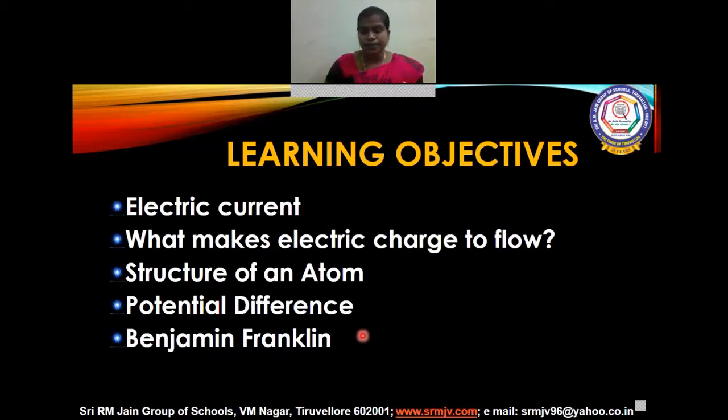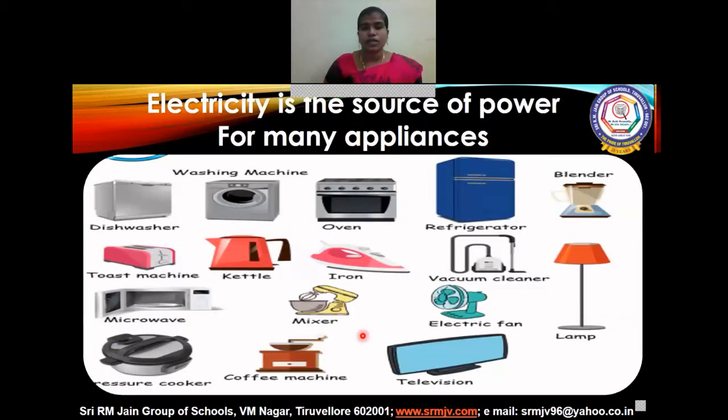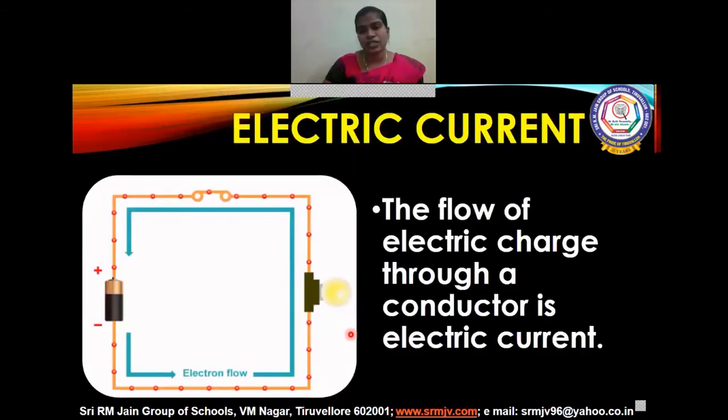Let's get started. First of all, let us know what is electric current. Before that, we know the importance of electricity. Electricity is the source of power for many appliances. You can name appliances, for example, washing machine, oven, refrigerator, blender, vacuum cleaner, television, computer, microwave oven. Everything is working with the help of electricity. So now let's see what is electric current.